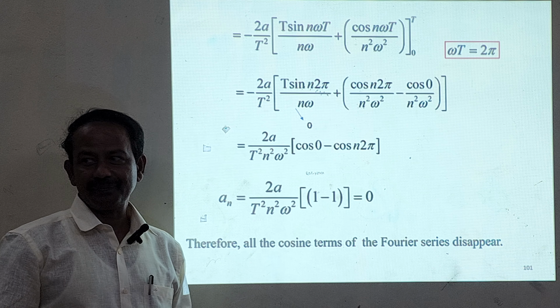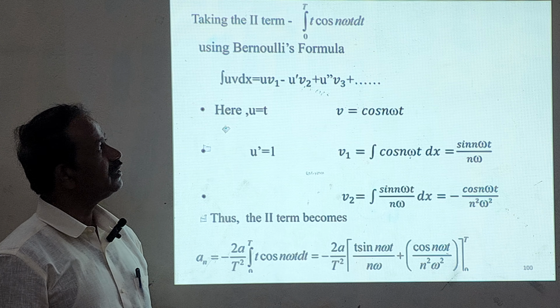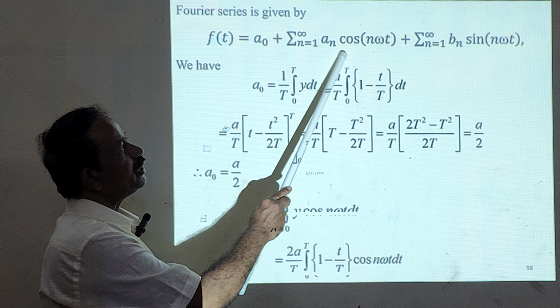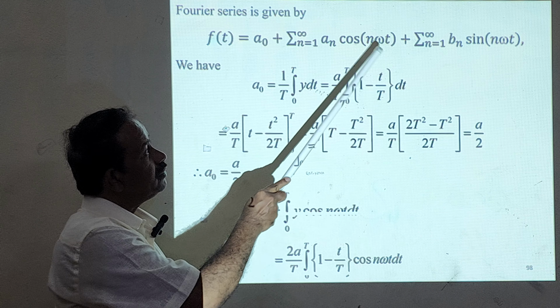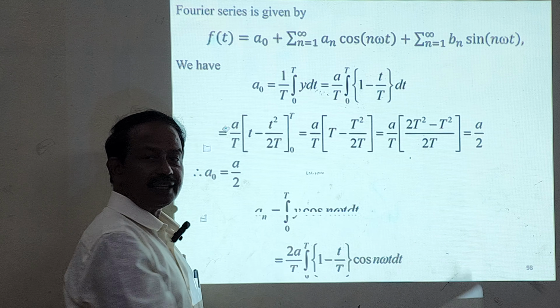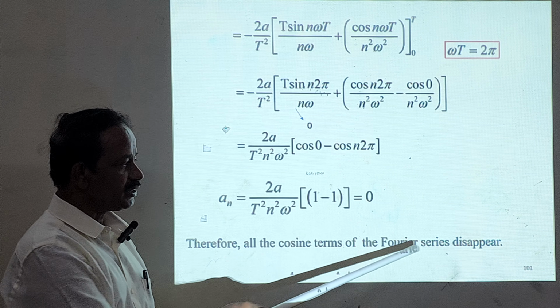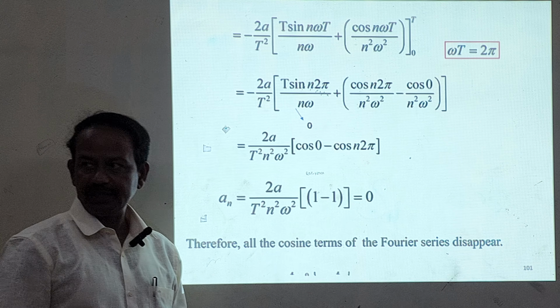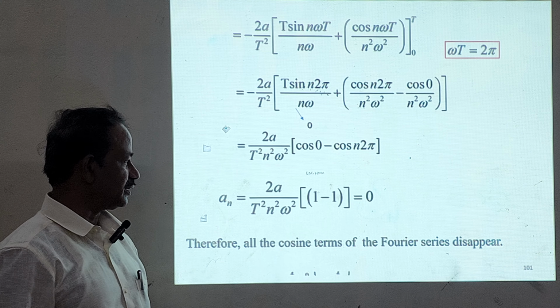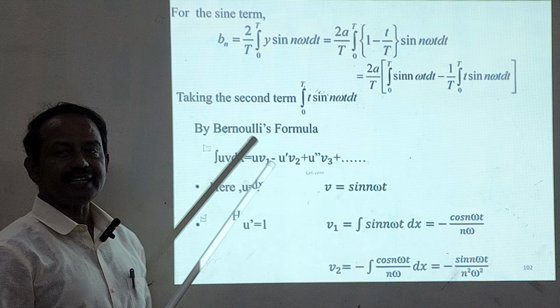Sine term contains bn. See, in the Fourier series, we have two terms, an and bn. This is for the cosine term, and this is for the sine term. Cosine term becomes 0 here, so that's why it's written here that the cosine term in the Fourier series disappears. Now we'll go for the sine term.